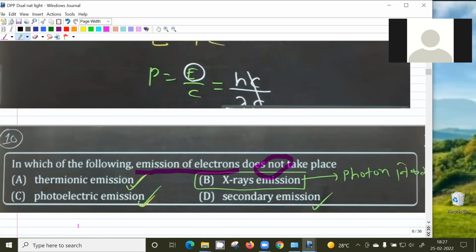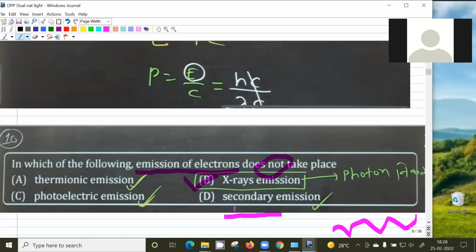Yes, sir. Okay. What about the photoelectric effect? It's emission of electrons by photons. Okay. And what is secondary emission? I don't know, sir. I think it's emission of electrons when an energetic electron hits. And X-ray emission? I don't know, sir. See, X-rays are just emission of electromagnetic radiation. It has got nothing to do with electrons. So this is the one which does not correspond to electron emission.